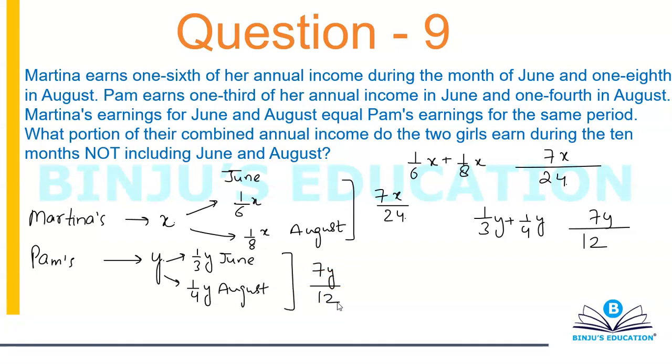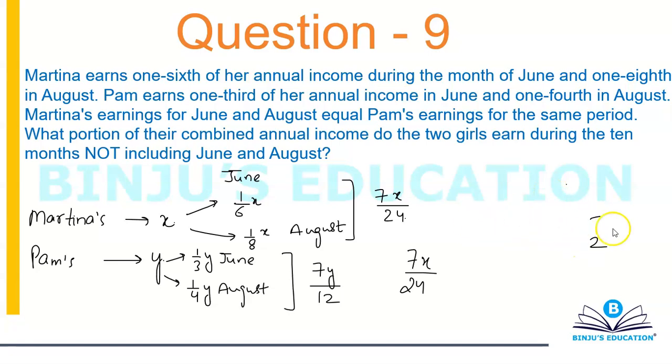Martina's earning for June and August equals Pam's earning for the same period. So what the question says is, let me remove these calculations so that I have enough space. Now 7x by 24 is equal to 7y by 12.